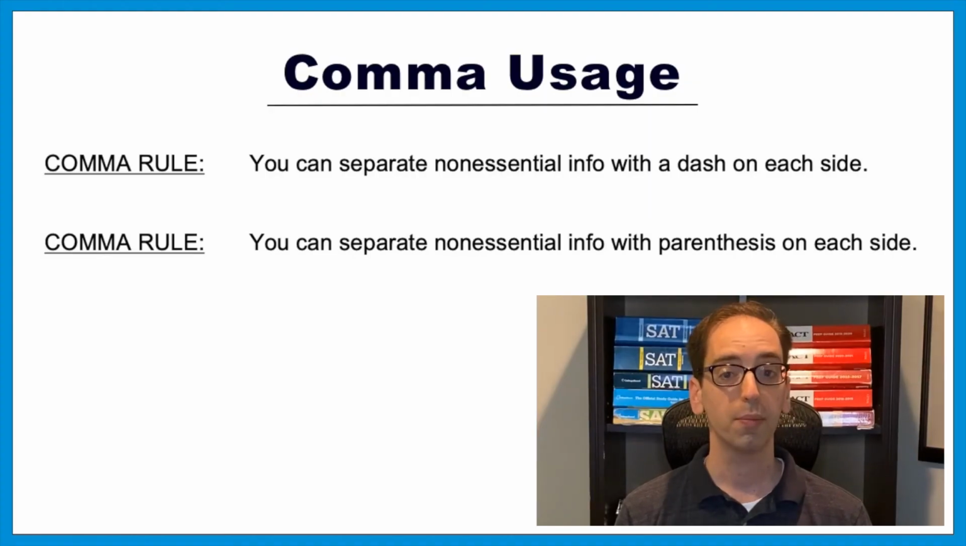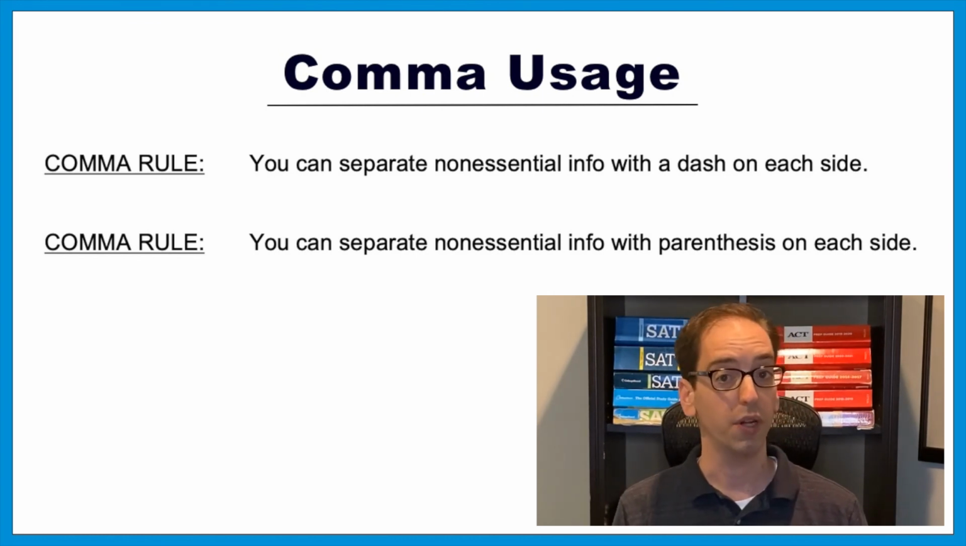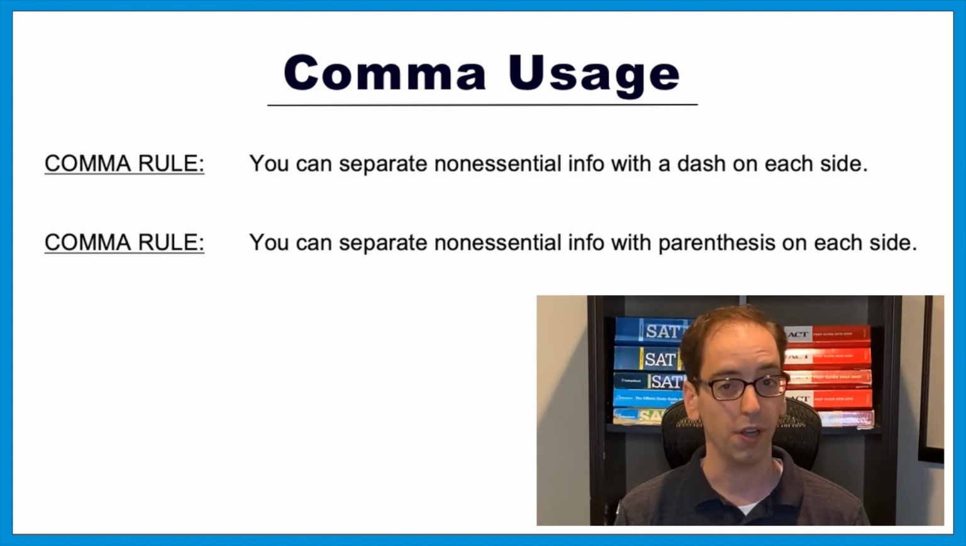So here's an extension of what we just saw. You can separate not essential information with a dash on each side, or you can separate not essential information with parentheses on each side. But the thing is, you have to stay consistent. You can't go comma dash or dash parentheses. Whatever you start with, you have to end with. And now comes a harder version of this rule.